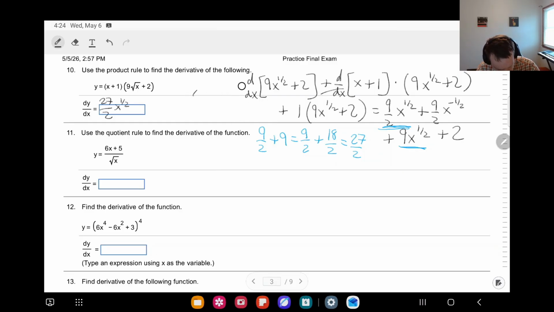Okay, I need to start making space. Then we have an x to the negative 1 half term, so plus 9 halves x to the negative 1 half. And don't forget the plus 2.